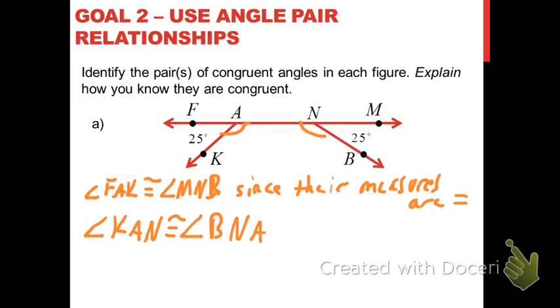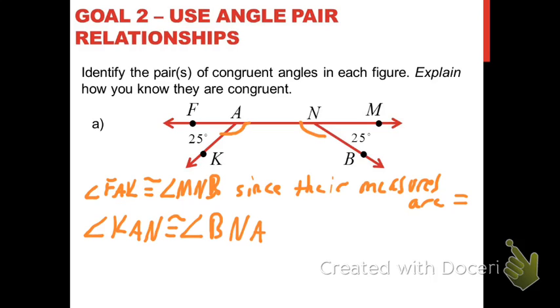And why are those congruent to one another? Well, each of those forms a linear pair with a 25-degree angle, right? These are linear pairs. These are linear pairs. Each linear pair has a 25-degree angle, so that means the other angle in each linear pair is going to have to be 155 degrees. These two angles are congruent because they're supplementary to congruent angles.